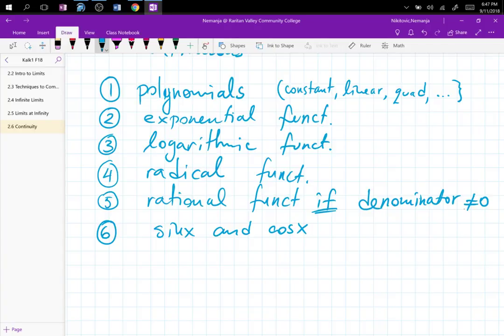Exponential functions again. Logarithmic domain is 0 to infinity, continuous. Radical function as a square root starts at 0, goes to infinity, continuous. Rational function, tricky. So we'll deal with these on the side because changing one sign changes the outcome of the problem drastically. So we have to be very careful with those, which is why I underlined the word if over there. It's not there for decoration. It serves the purpose. And then we have sine x and cosine x.